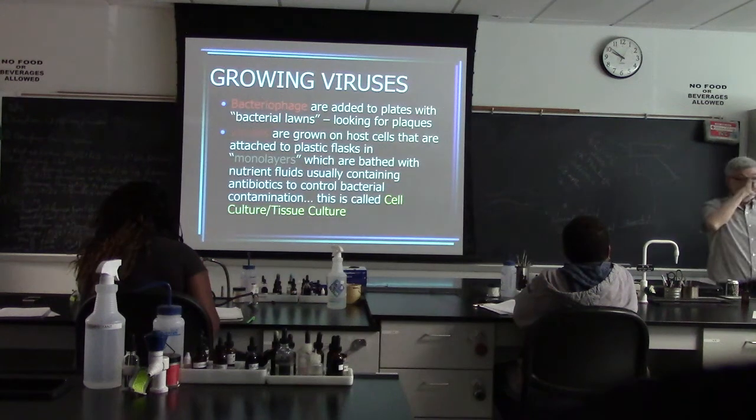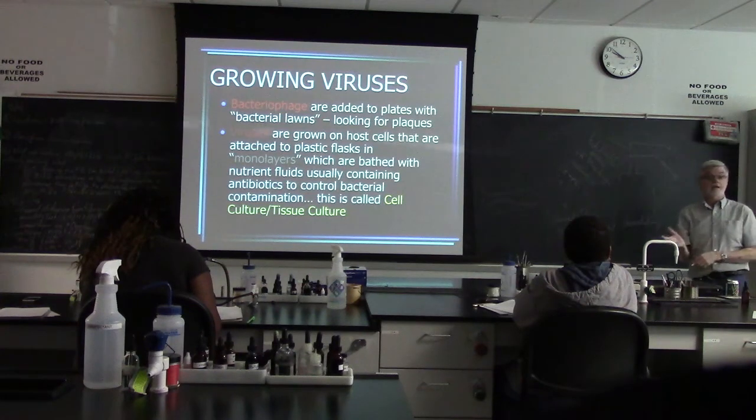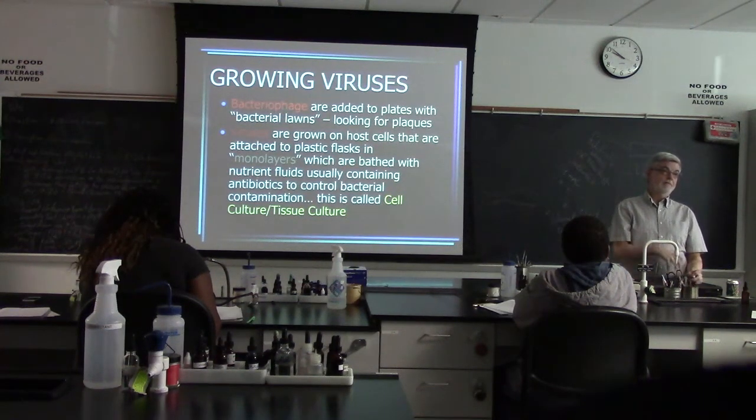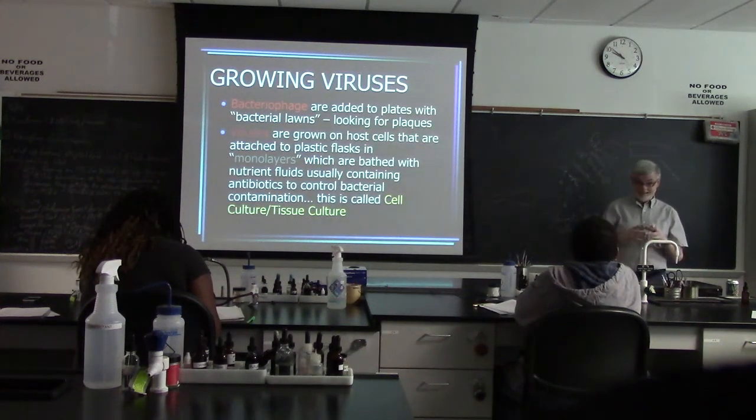Then, once we get enough, we add the virus, which will infect, kill the cells, and they will release. And then the particles will be in the fluid. And we can harvest the virus from the fluid, from the fetal calf serum after. So we are growing on plastic flask monolayers of human or plant cells.